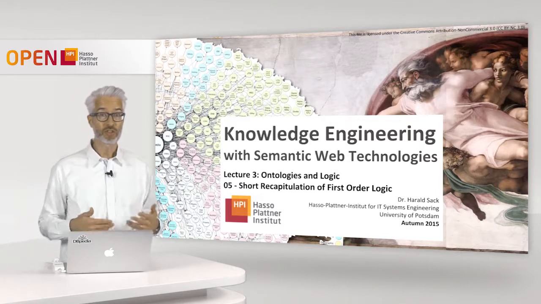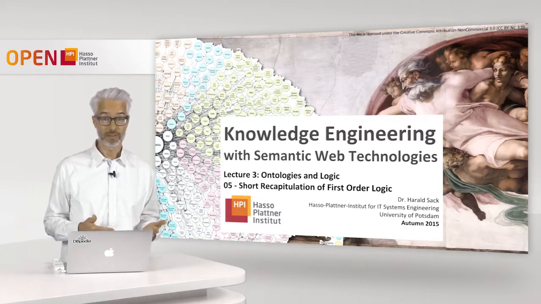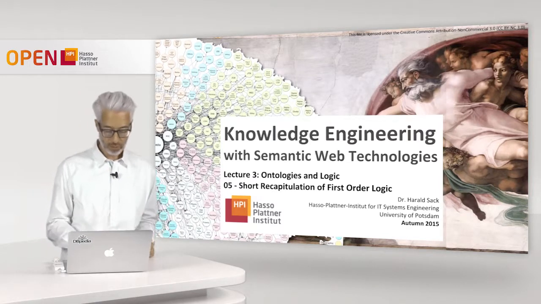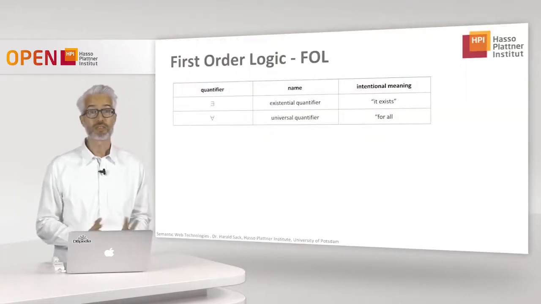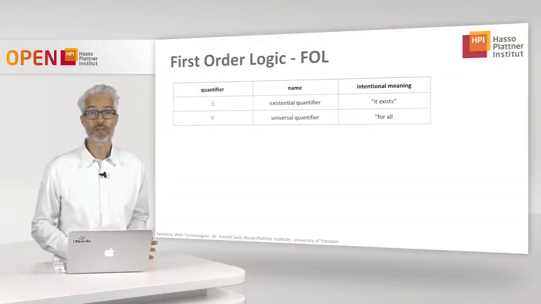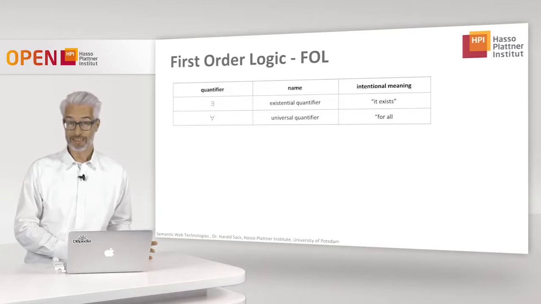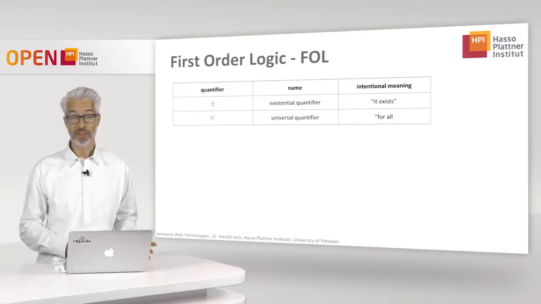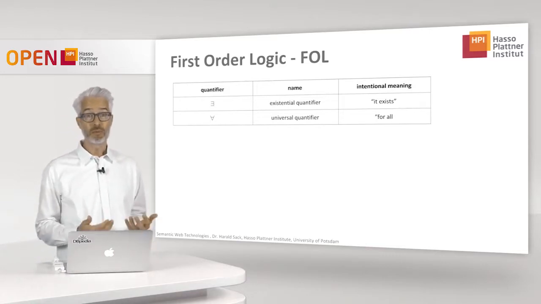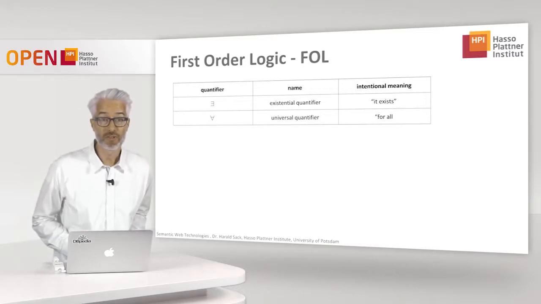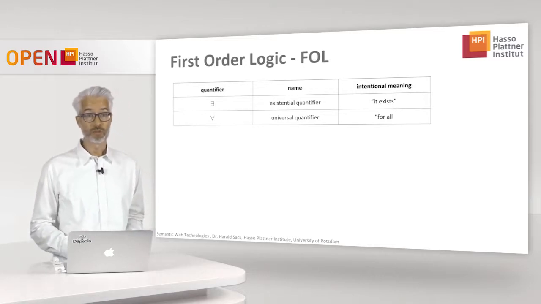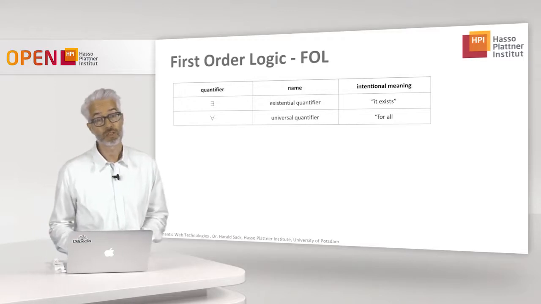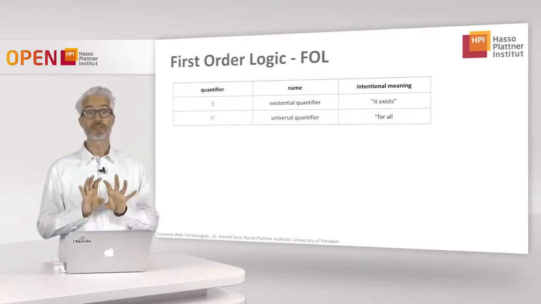In propositional logic, we had a rather flat world, so this changes with first-order logic. So what is different? In first-order logic, we can also make assumptions about sets of things. So for that, we have a new connective, which is called a quantifier. And we have a universal quantifier and an existential quantifier. So what does this do?